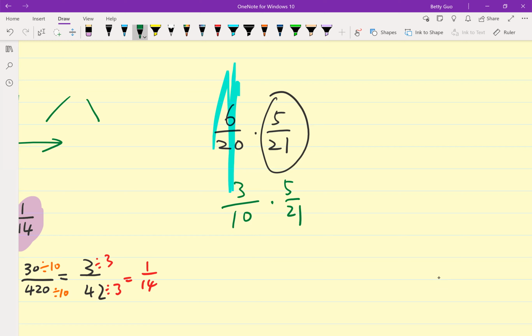And then you look at the diagonals. This diagonal, 5 and 10, has GCF 5, so 5 becomes 1, 10 becomes 2. The other diagonal, 3 and 21, has GCF 3. So 3 divided by 3 is 1, 21 divided by 3 is 7. So we can simplify the two fractions before we multiply across them. Better? That's a very good question. Please feel free to ask questions if anything is not clear enough.